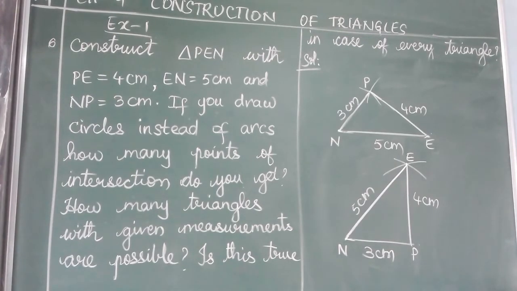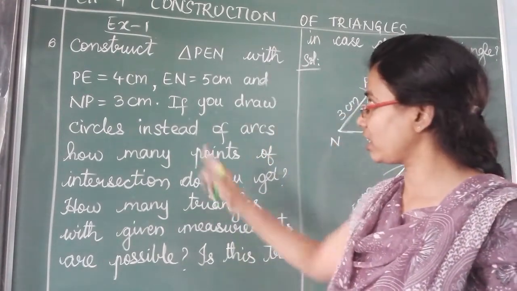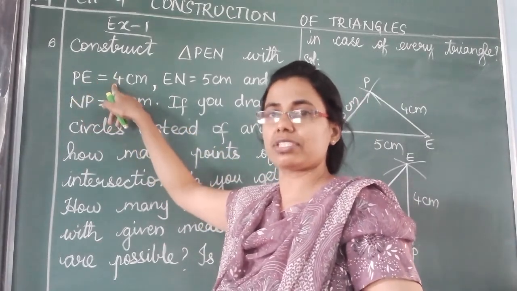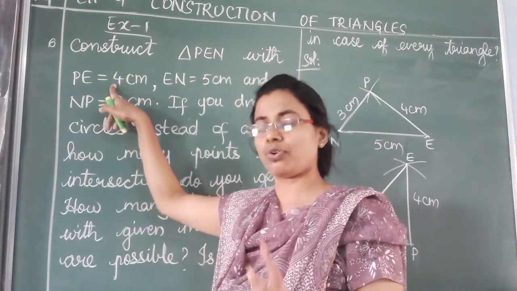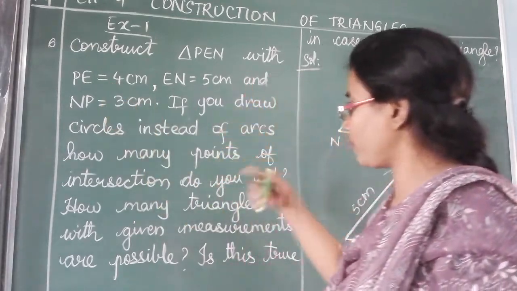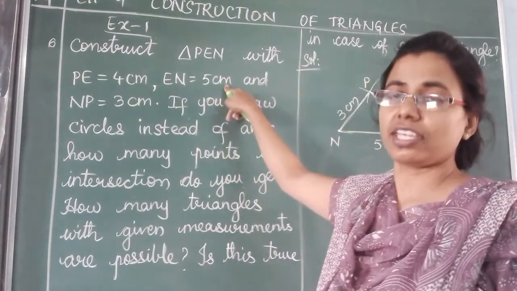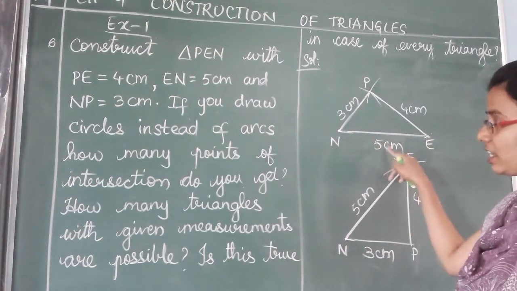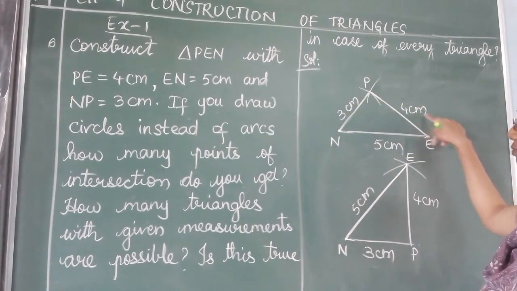So here we are drawing the same triangles. Initially, when we were making the construction, we took PE as the base and we drew the triangle. We have seen that we were able to construct 2 congruent triangles when drawing the circles. Now when we are drawing this part, we are taking EN as the base, and we are constructing the triangle. EN is the base, that is 5 centimeters, and NP is 3 centimeters and 4 centimeters.